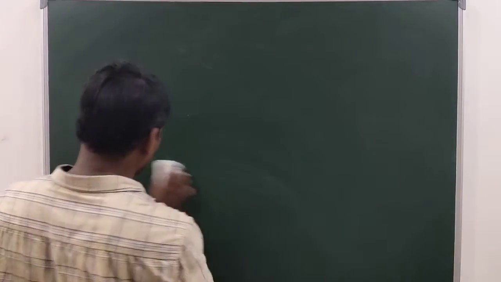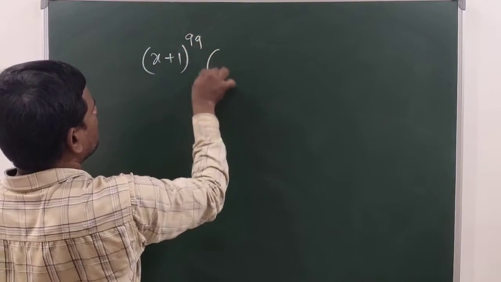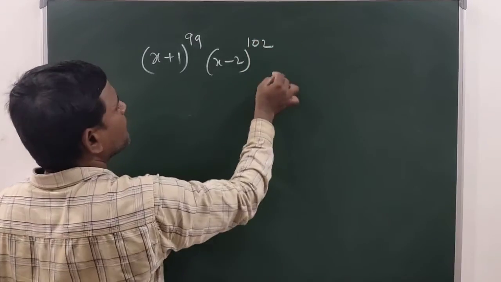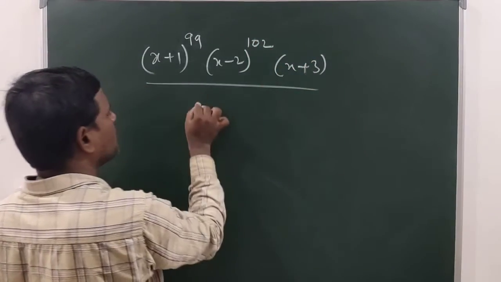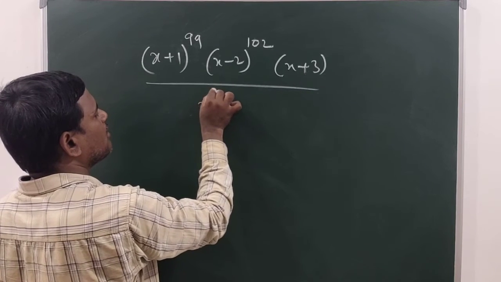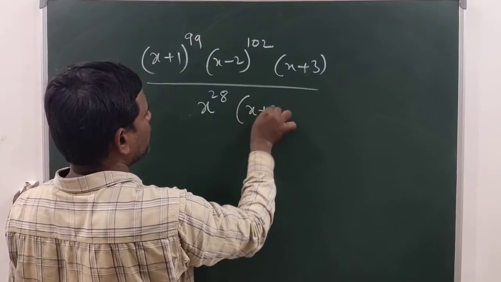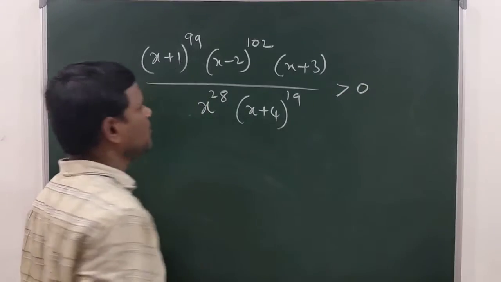Okay. Now observe one more problem. See here. X plus 1 whole power 99, x minus 2 whole power 102, and x plus 3 by x power 28, and x plus 4 whole power 19. Can you solve this?